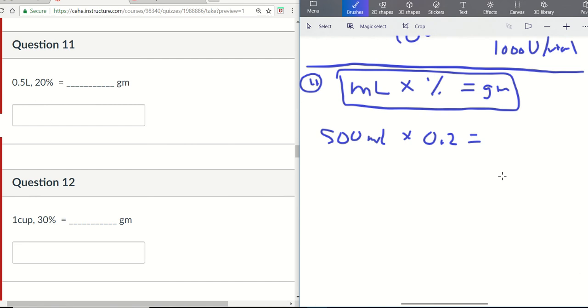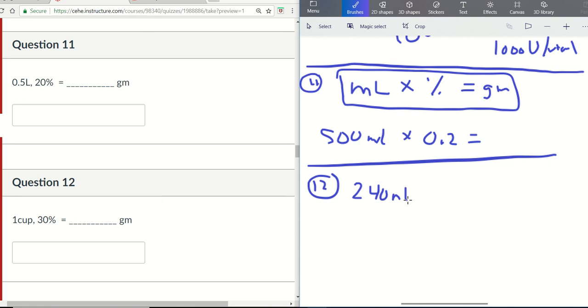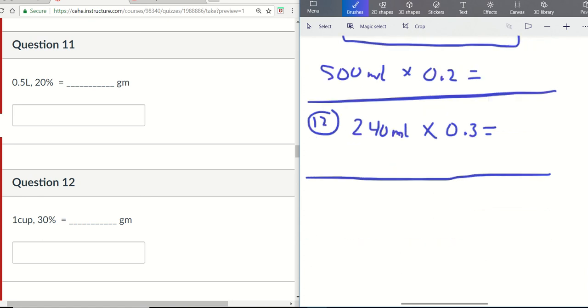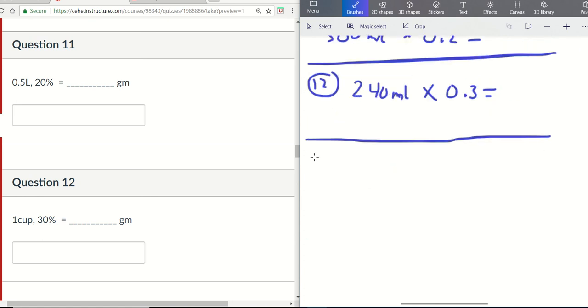How many grams do you get? 100. Yeah, that should be right. 100 grams. All right, same thing. A cup is how many mLs? 240. 30%, 0.3. How many grams? What's 30% of 240?